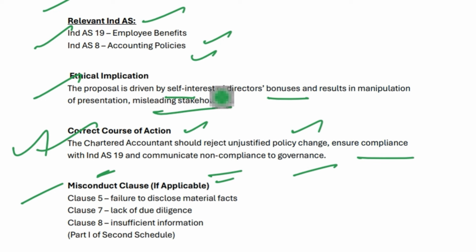Now here, since in this question it may be a practicing chartered accountant, that's why they are saying clause number 5, 7, 8, that is failure to disclose material facts, lack of due diligence and insufficient information, right? So these three clauses you have to quote in this question. So this is again part 1 of the second schedule.